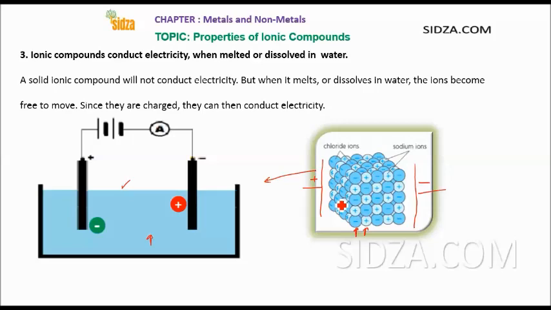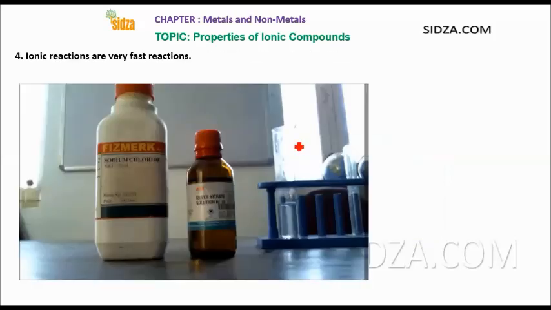That means ionic compounds are good conductors of electricity in aqueous solution or in the molten state, but they don't conduct electricity in the solid state. Ionic reactions are very fast. Another very important property of ionic compounds is that when they react, the reactions are very fast.